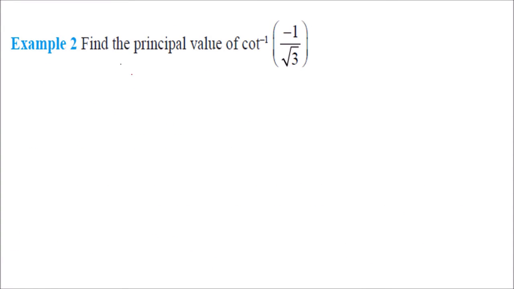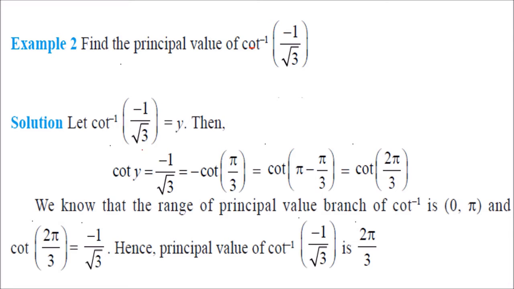Principal value of cot inverse of minus 1 by root 3. So what we'll do here is, let us see. Cot inverse of minus 1 by root 3 is equal to y. Take cot here. Cot y is minus 1 by root 3. But we know that the principal branch is 0 to pi for cot. We know that 1 by root 3 is cot pi by 3. This we know. This is 60 degrees, 180.